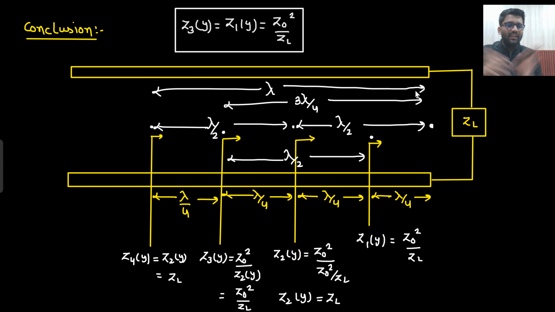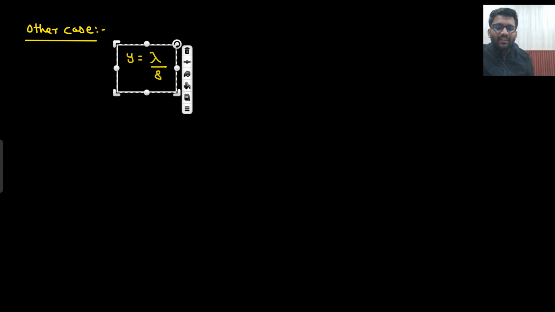Just understand one thing: after every lambda by 4, the things are inverted, and after every lambda by 2, the same things are repeated. Well and good. Let's go to other cases. This is not a special case. You don't need to remember the final result, but this is something that might be asked in the examination. It would be helpful for you.